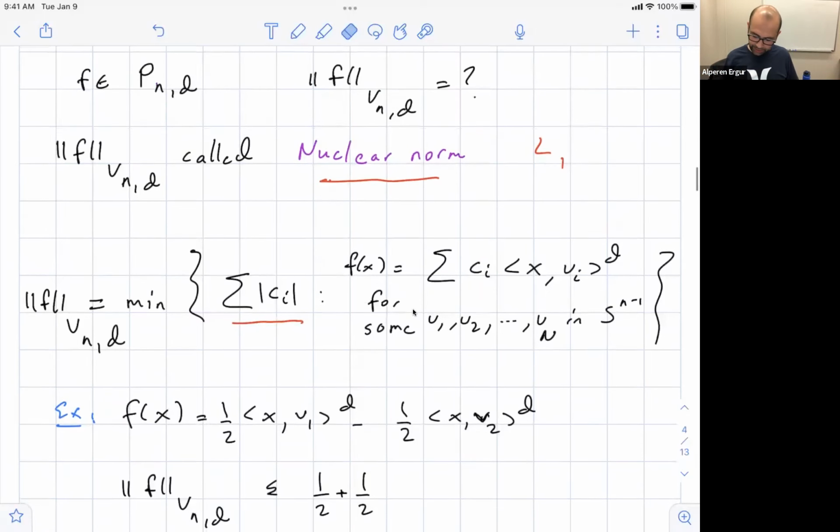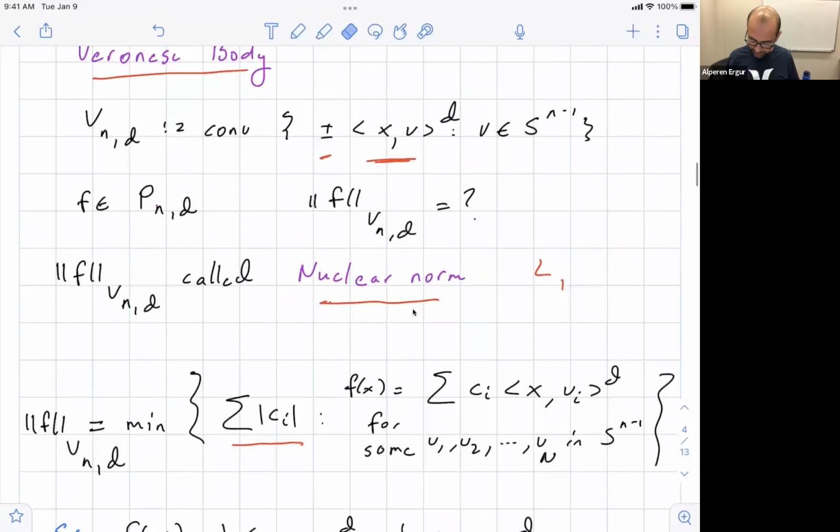That gives you this nuclear norm. Again, this is maybe a bit technical, but I hope the motivation was enough to make sense of it. So far, so good. This is what it is: the Veronese body gives you a norm, and it gives you the most economical way to express your input in terms of these atomic rank 1 objects.